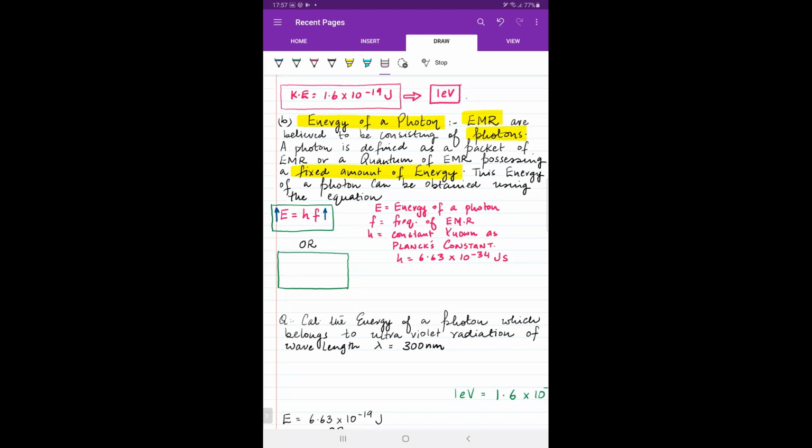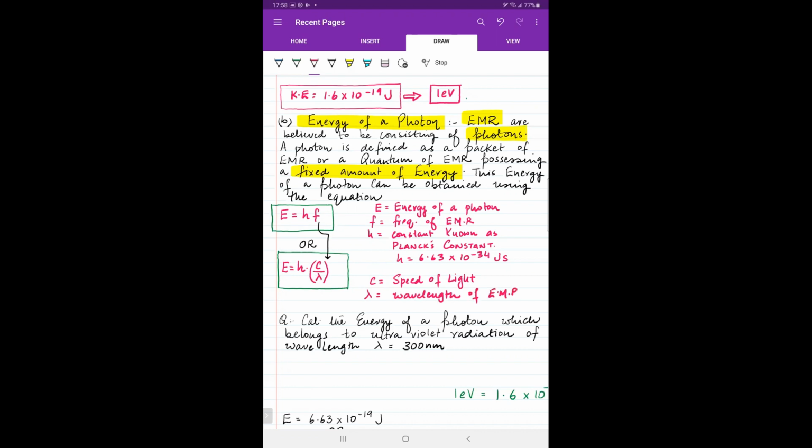I'm sure you'd also appreciate that if you want to remove the frequency term, then the term frequency can actually be replaced as follows. It's your choice whether you replace it or not, but if the need be, then frequency can actually be replaced by the term c upon lambda, where c in this case refers to the speed of light, and lambda in this case refers to the wavelength of electromagnetic radiation.